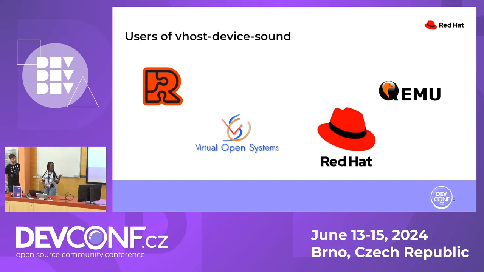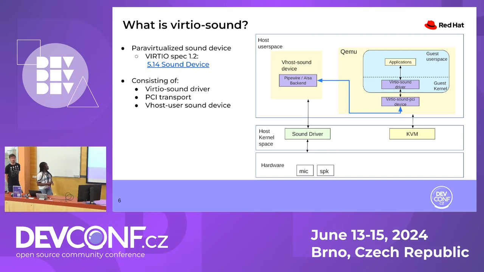So before showing you how we build this device, let's tell you what the device is. The virtio-sound device is a paravirtualized sound device, and it is based on the virtio specification standard. It consists of the virtio-sound driver, the PCI bus transport, and the vhost device sound, the device itself. And this is an architectural view of what the sound stack looks like and how the different virtio components come together, which I'll be explaining.